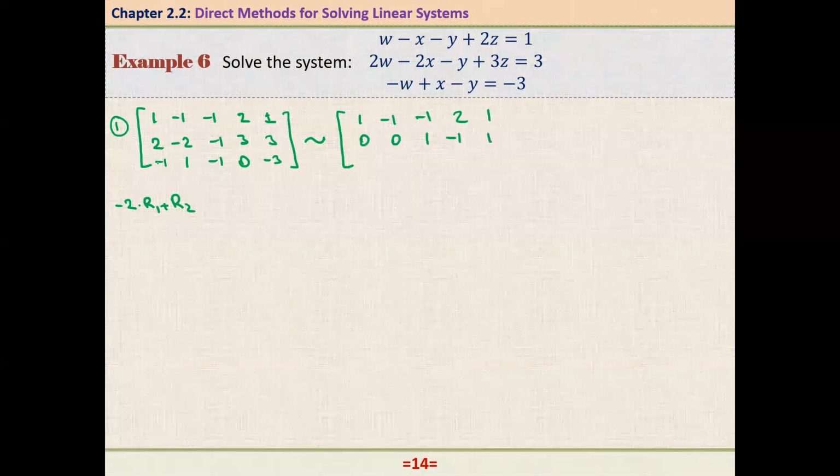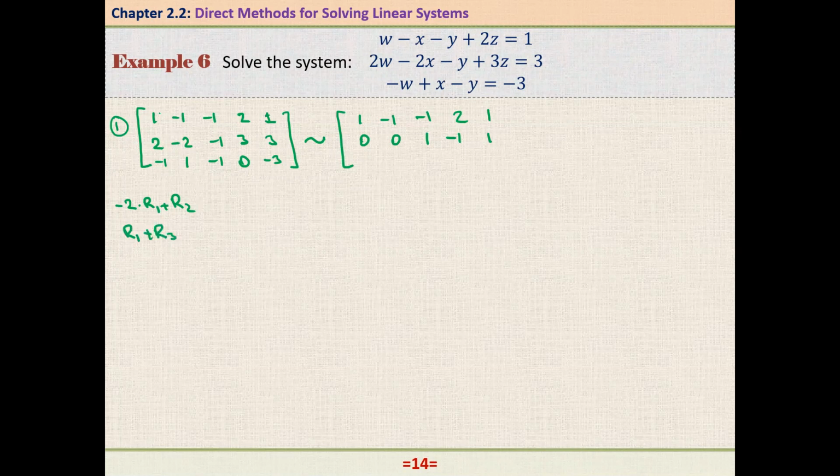And how about here for the third row? We need to just add the first row to the third row, right? 1 plus -1, here we have 0. And -1 plus 1 is equal to 0. -1 plus -1 is equal to -2. 2 plus 0 is equal to 2. 1 plus -3 is equal to -2.